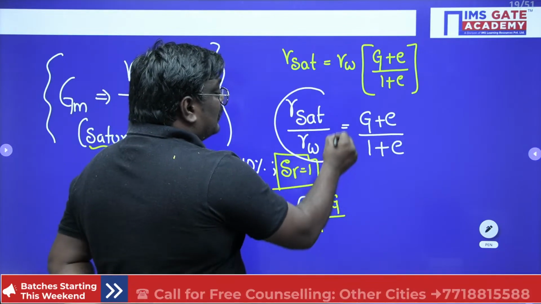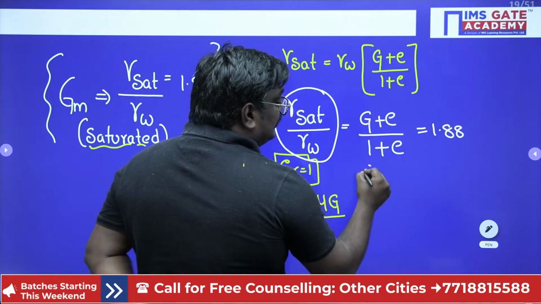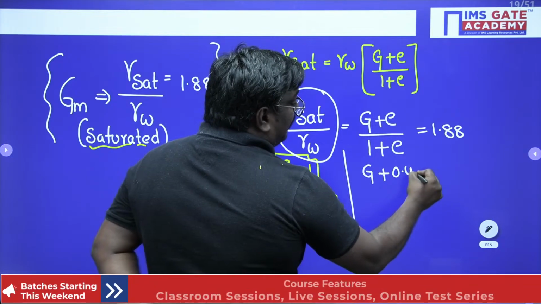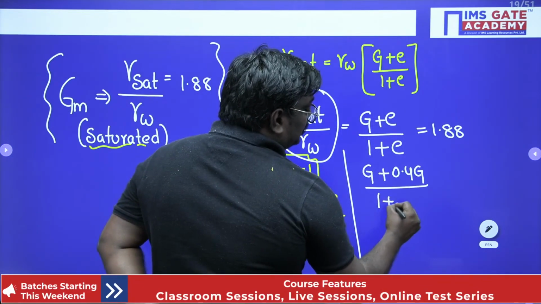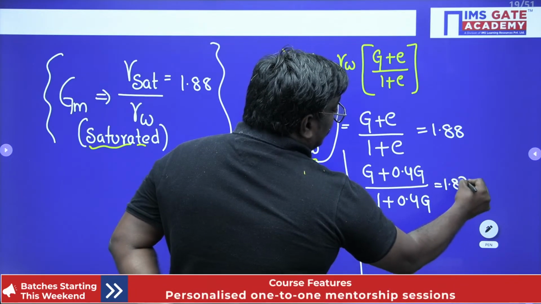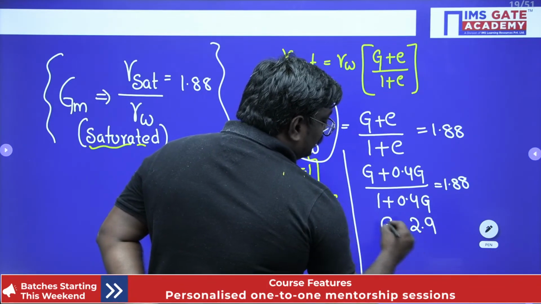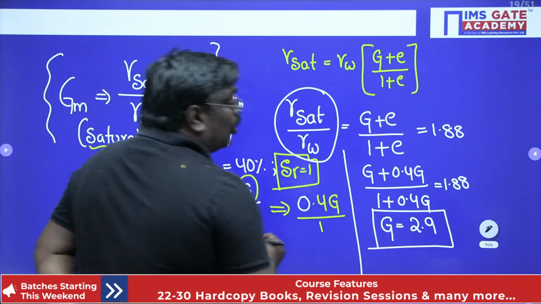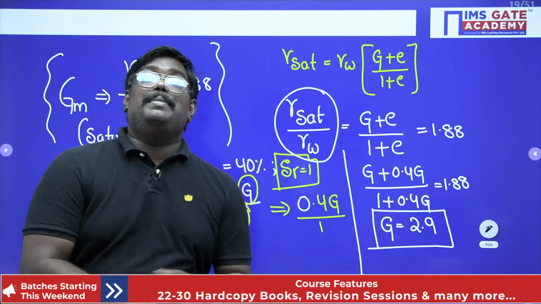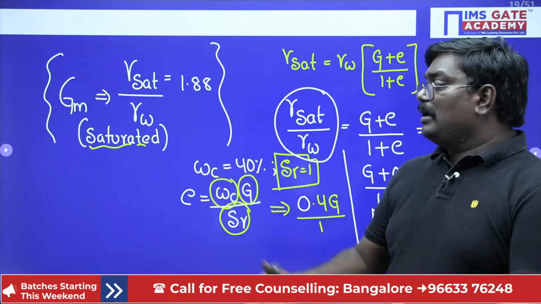What is the value of gamma sat by gamma W? It is equal to 1.88. So here we have (G plus 0.4 G) upon (1 plus 0.4 G) is equal to 1.88. Now, my dear students, what is the value of specific gravity here? The value of the specific gravity will be equal to 2.9. Any doubts, Srujana and Atul? Is this problem clear for you?